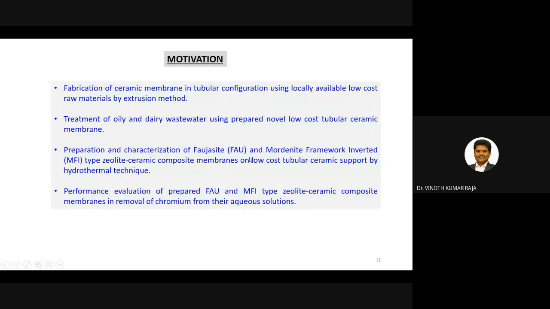We have developed two different zeolite types. One is FAU, that is faujasite, and the other is the MFI zeolite membrane, Mobil Five framework type. So we tried to make two different membranes, and we have also evaluated their potential in chromium removal. So these are all the motivations we have framed.